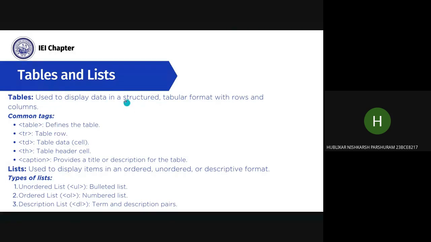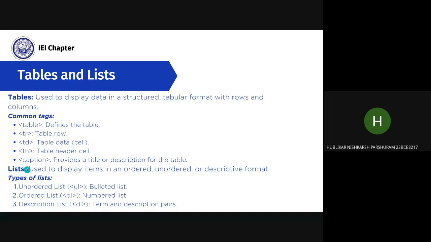First, let's get familiar with some common tags before practically applying them. The table tag defines the table. TR means the table row. TD means the table data, the cell which we want to insert inside the table. TH is the table header cell, or you can say the table heading. And the caption is a kind of title. How we have given the title to our HTML file inside the head, if we want to give a title to the table, we can use the caption. It provides a title or description for the table.